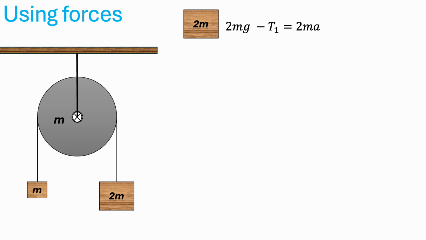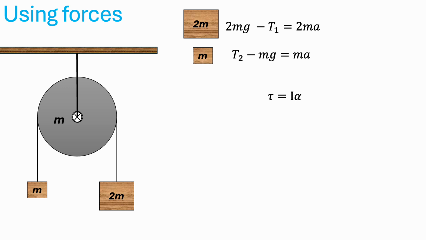The forces acting on the block 2m: there's tension going up the way, and there's 2mg going down the way, and that is equal to the resultant force, 2ma. Then the forces acting on the little mass: tension is going to pull it up the way, the weight of mg is going to go down the way, and that will give us ma.